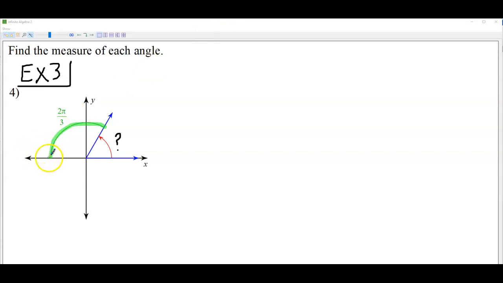But what we do know is that well, not a full circle, but a half circle is pi, right? So here's what I know then. I know that this piece plus this piece should add up to pi, a full half circle. So pi should be equal to the green part added to my missing part. Okay. From there, we just have to solve for our missing part. It's going to be 2 pi over 3.